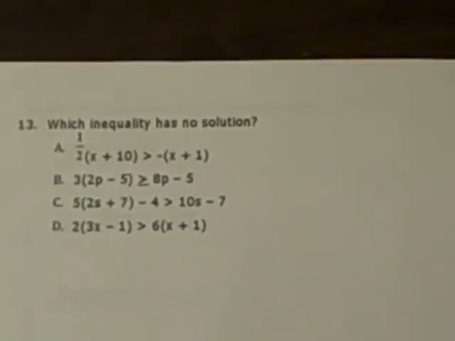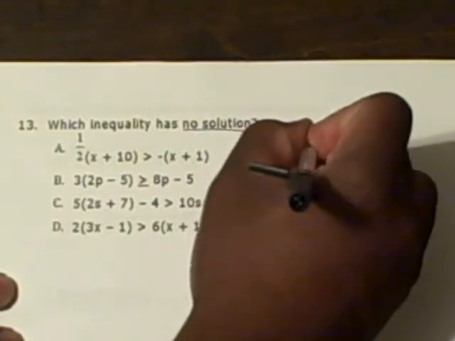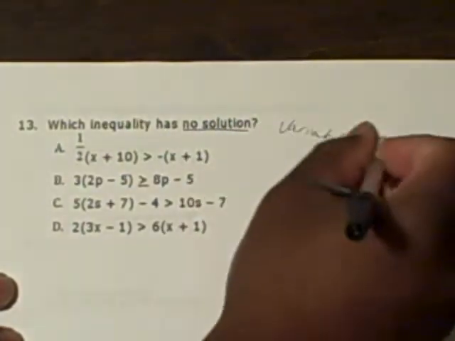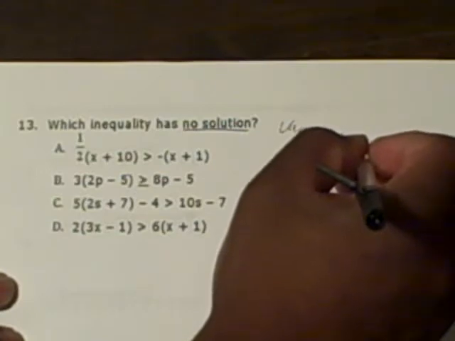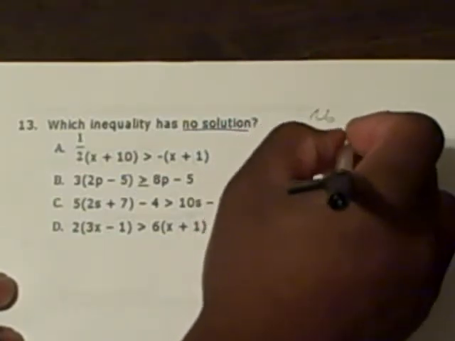Number 13. Which inequality has no solution? So for it to have no solution, and remember, no solution means that the variables, when we solve, will be gone. So no solution means no variables.